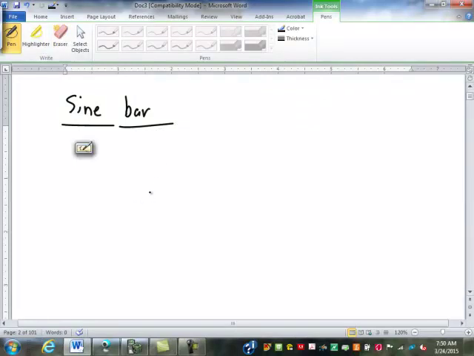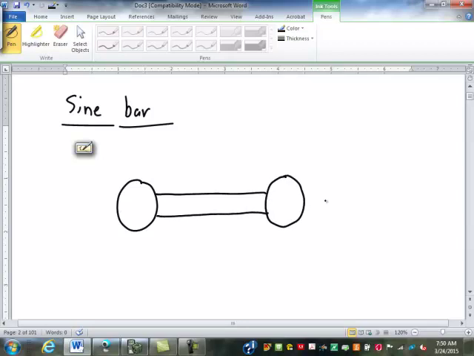So a sine bar, what it is, is a very precisely made bar. It has these rounded ends on it. The reason the ends are rounded is so that it can tilt at any angle. From the center of this circle to the center of this circle is an exact dimension. Now, as you said, you guys have 5-inch ones down in the shop, so it's exactly 5 inches from center to center.